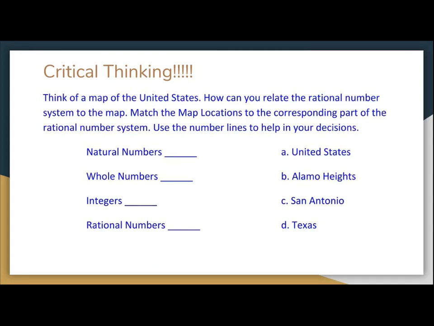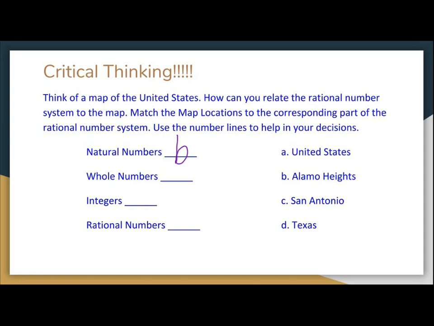So what exactly are these numbers? We're getting closer. I want you to think about a map of the United States and think about how you can relate rational numbers to these locations on the map. They do correspond. Think about how many numbers are in the rational numbers compared to how many numbers are in the natural counting numbers. Well, if you think about these map locations, you'll find that the smallest, most specific would be Alamo Heights. So that would be like our natural numbers.